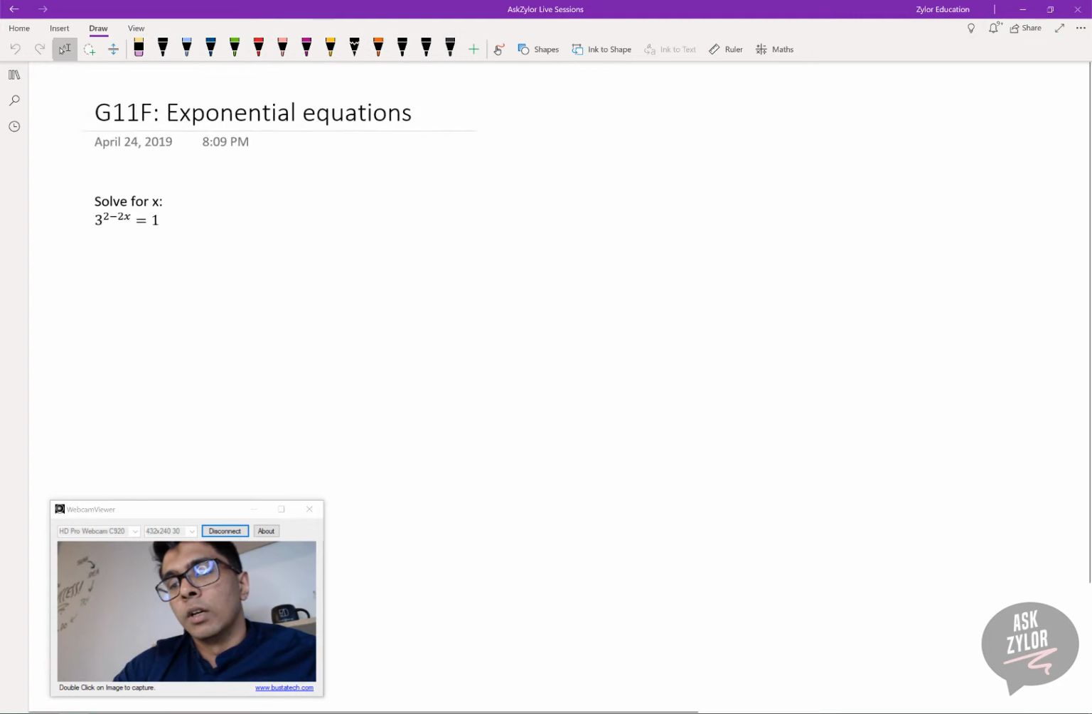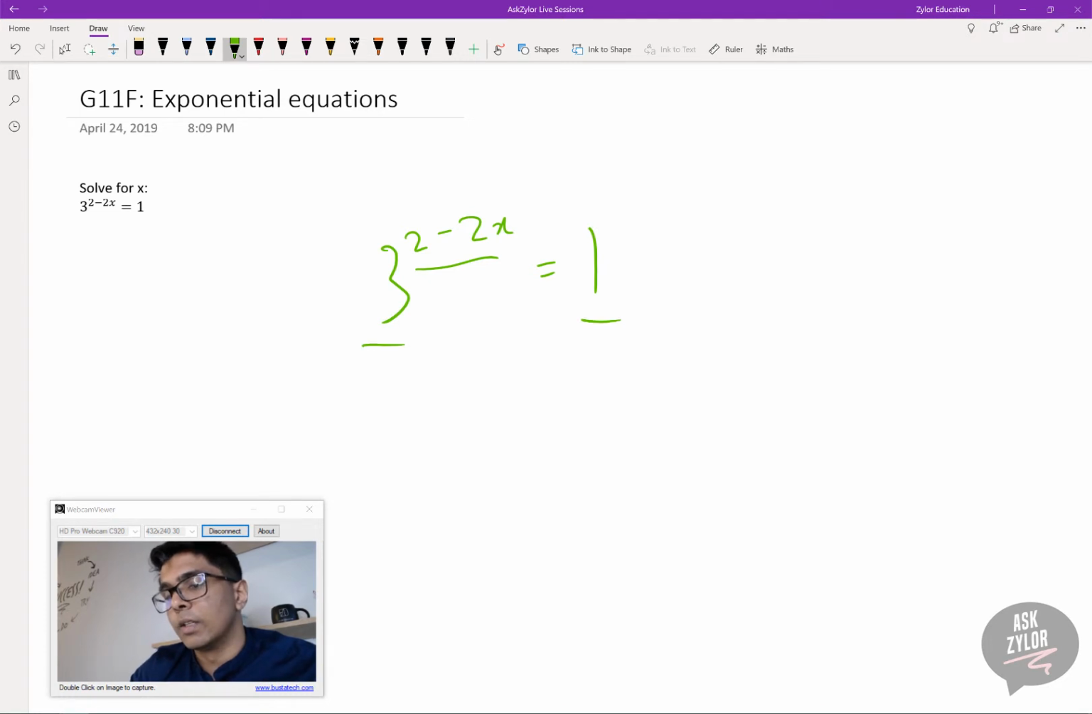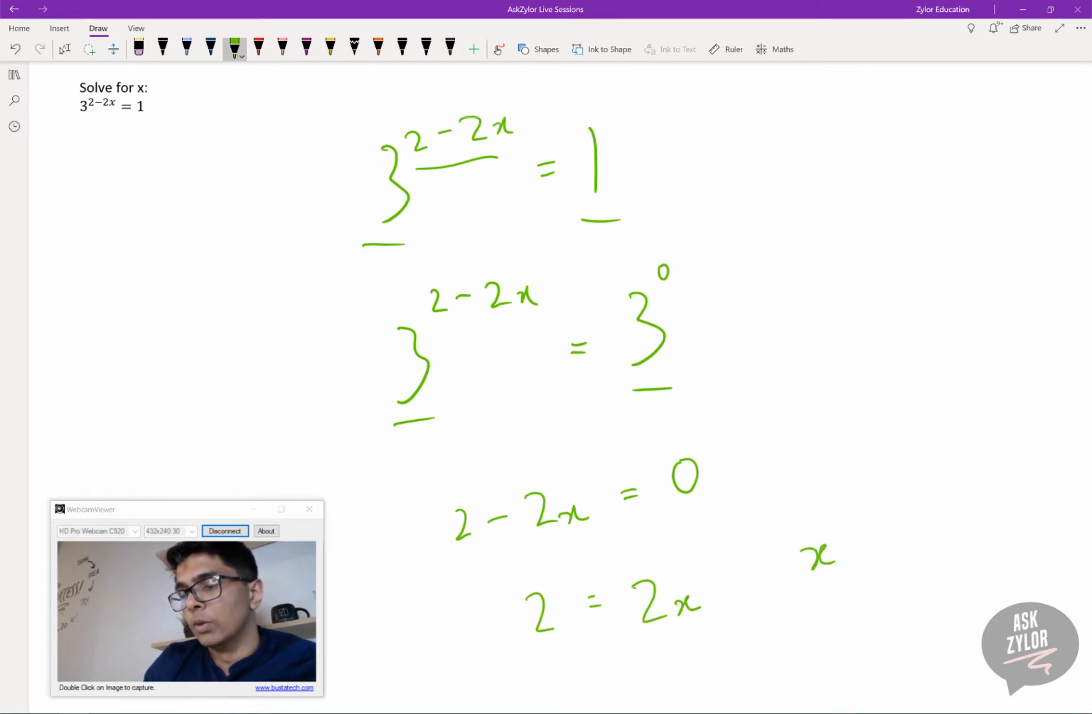The next question is from grade 11 functions. It's an exponential equation, so we're solving for x. We're given 3 to the power of 2 minus 2x is equal to 1. What we try to do is get the bases to be the same, so we try to get 1 as a power of 3. The only way we can get 1 would be 3 to the power of 0. Once we figure that out, we make the exponents equal to each other. So 2 minus 2x is equal to 0, then 2 is equal to 2x, so x will be just 1.